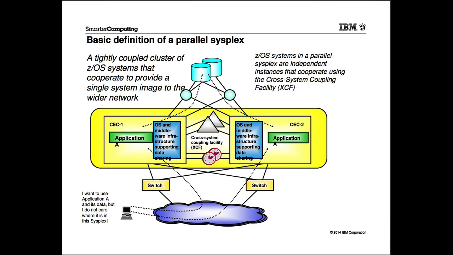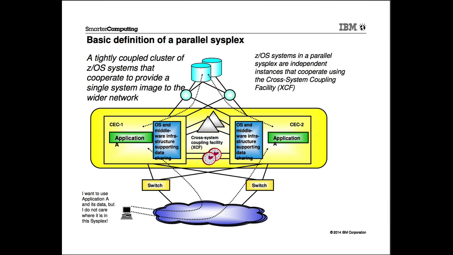So the basic clustering technology on Z is what we call a parallel Sysplex. A parallel Sysplex is a tightly coupled cluster of z/OS systems that cooperate to provide a single system image to the network, even though there's actually multiple machines. z/OS systems in a parallel Sysplex are independent instances, and they cooperate using something called the cross-coupling facility, or XCF. In this picture, I have two different processor complexes, and Sysplex members can be on different LPARs in the same CEC, or on different CECs, or a combination of both. The cross-coupling facility gives them interoperability to share data.